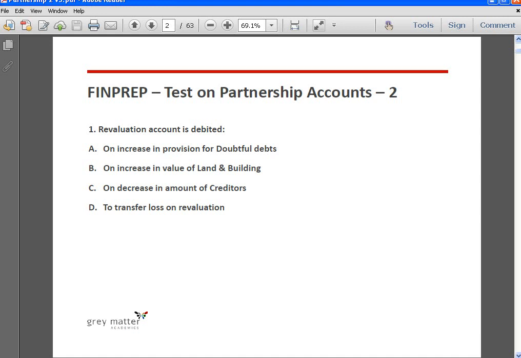And whenever there is a loss on revaluation, the loss will appear on the credit side of the revaluation account, because the debit side is heavier than the credit side and hence the balancing figure will be on the credit side, right?